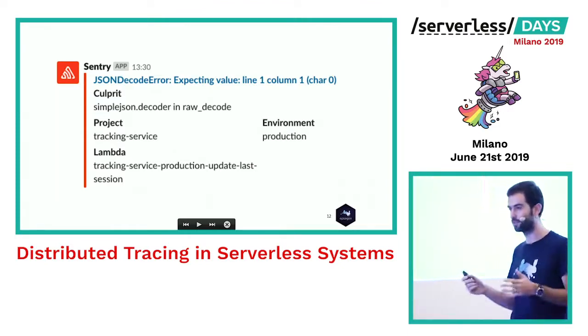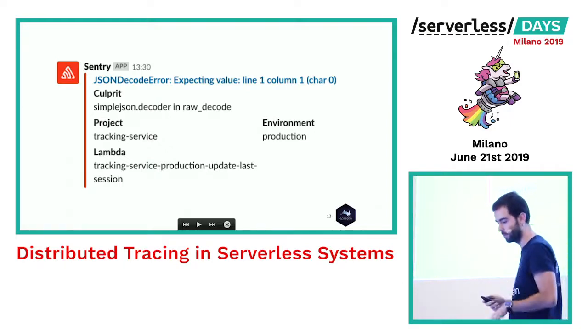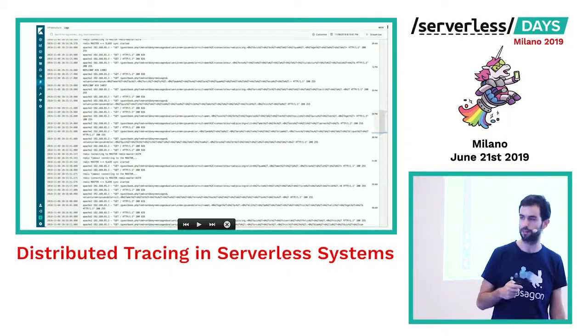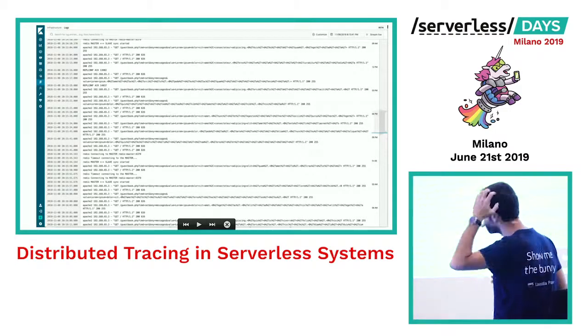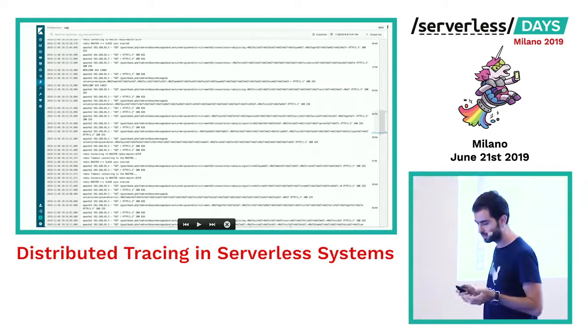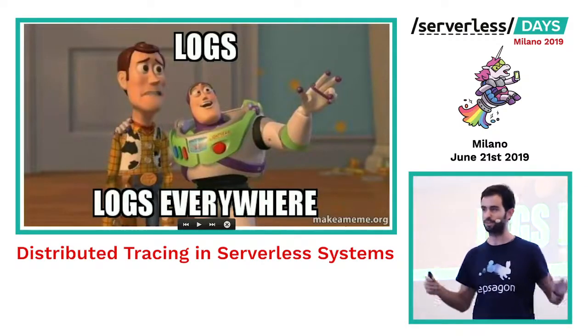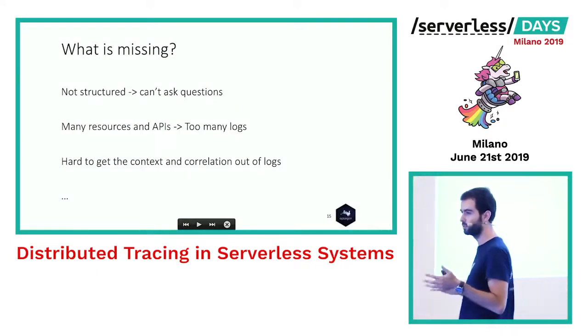So we get a JSON decode error, and now we need to roll our sleeves and find out what the problem is. We know where it happened, in a specific Lambda, so we'll get to the logs of this Lambda stored in Elastic. I'm getting into Kibana, but then I end up with tons of logs, and I'm like, where is the problem? What happened before that? There are lots of problems with the logs. I can't really know what's going on because there are tons of them, and I think it comes down to the fact that they're not structured.